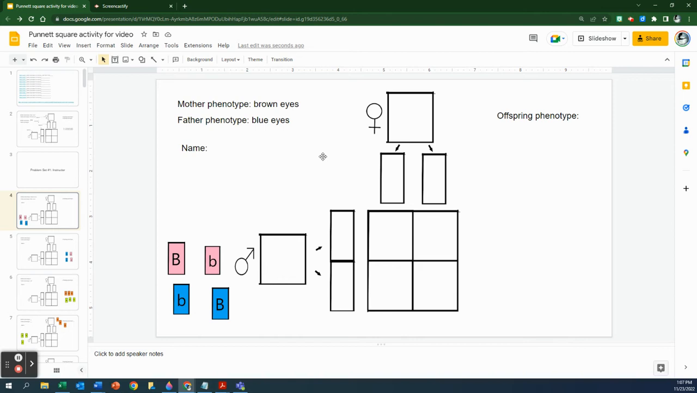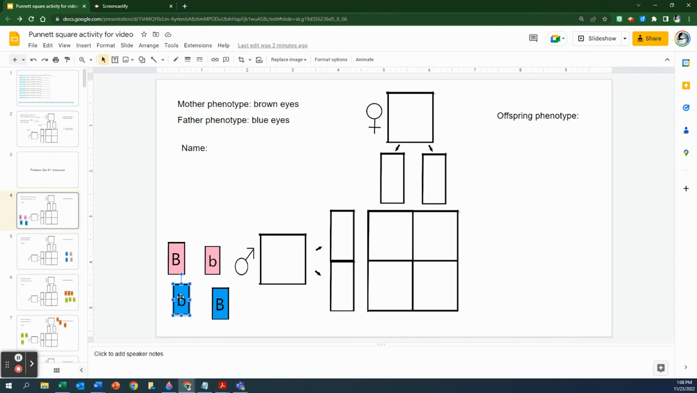So anytime you're trying to figure out anybody's genetics, or you're trying to figure out a Punnett square, you're trying to figure out offspring from parents where you only know the phenotypes, always start with the recessive parent. Because the father's phenotype is blue eyes, he's got to have two of these Bs.